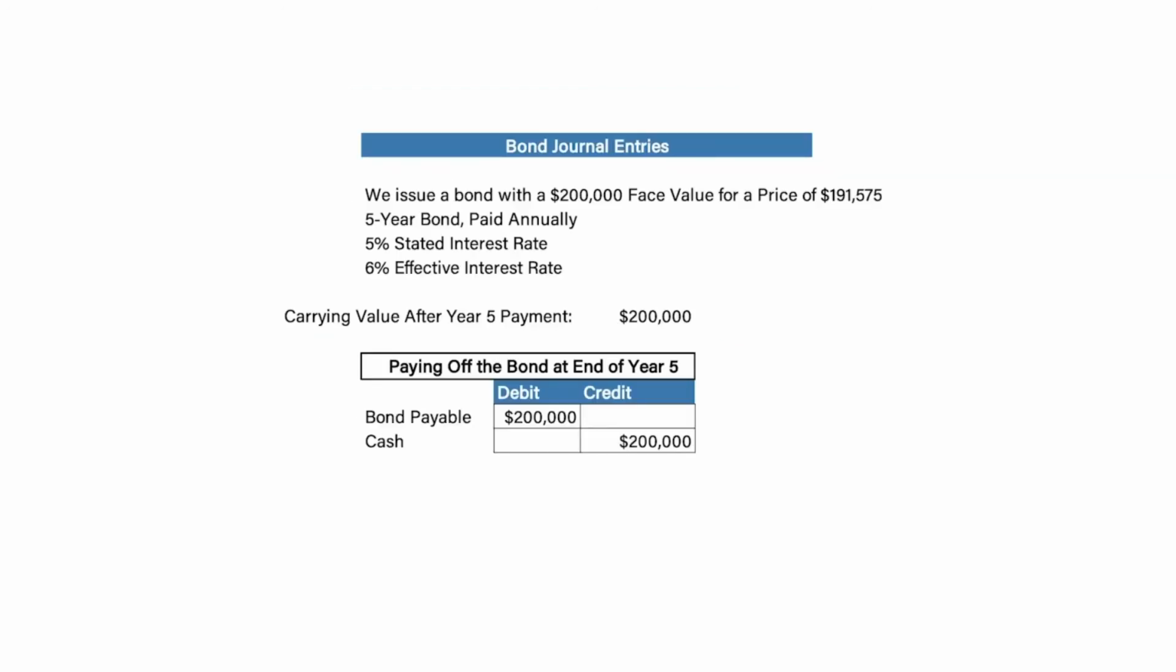So now we are at the end of year 5, the end of the bond's life, and the carrying value is back to 200,000. Now we simply make the payment of the face value. So we're going to credit cash for the face value and debit the bond payable. So now all of the balances from the bond are fully off the books.